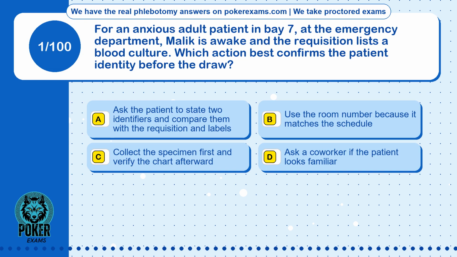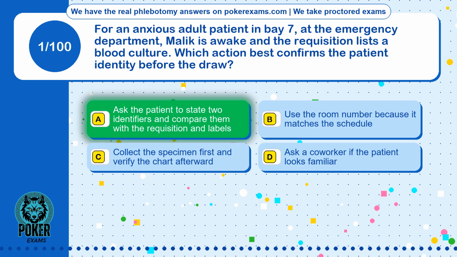Question 1. For an anxious adult patient in Bay 7 at the emergency department, Malik is awake and the requisition lists a blood culture. Which action best confirms the patient identity before the draw? Option A. Ask the patient to state 2 identifiers and compare them with the requisition and labels. Option B. Use the room number because it matches the schedule. Option C. Collect the specimen first and verify the chart afterward. Option D. Ask a coworker if the patient looks familiar.